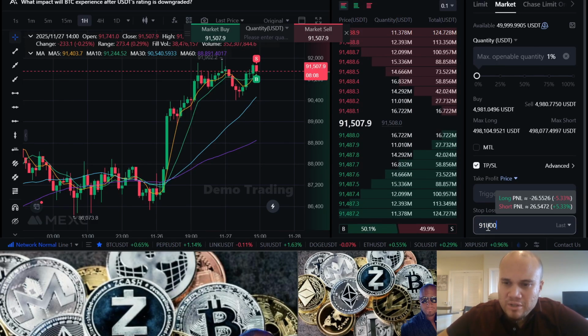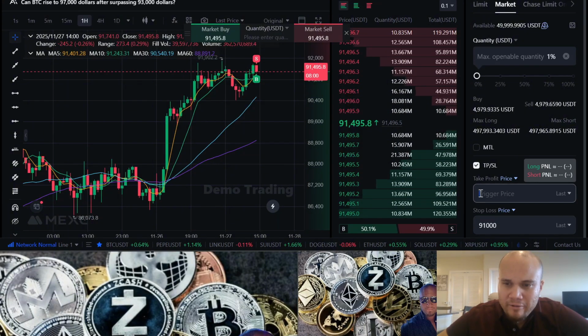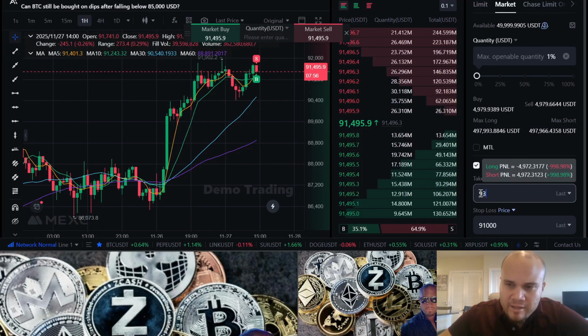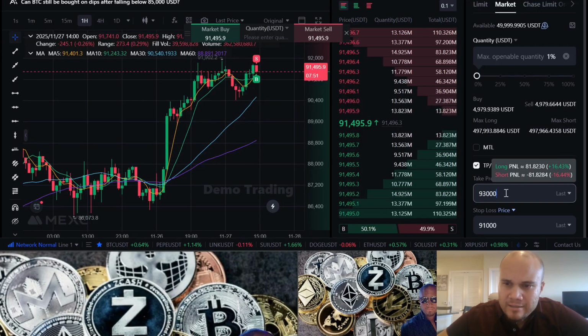And as you're typing in those numbers, you'll see right over here on the bottom of the screen that if you're in the long, you'll lose about $26 on this trade on the stop loss. And then take profit, I'll put it as 93K, which is what I think Bitcoin could get to later on this week. If this trade plays out, then I will make about $81. It shows you right there. For a long, you'll make $81. If you're shorting it, negative $81.